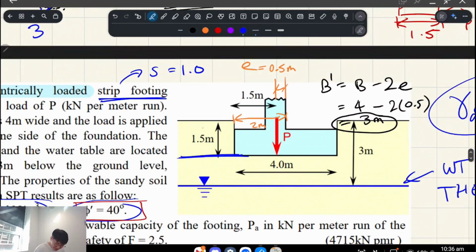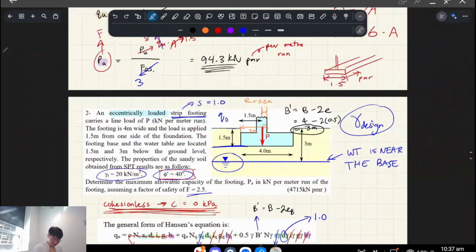We consider everything from here to here in drained analysis for Q. I've called it Q0, but it's a surcharge from the soil to the base of the footing, right? Because the water table is below all of that, we don't have to consider any effects due to pore water pressure. If the water table was above, we'd have to do some weird calculations.